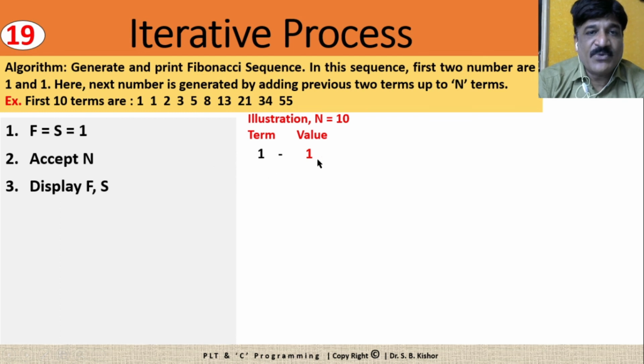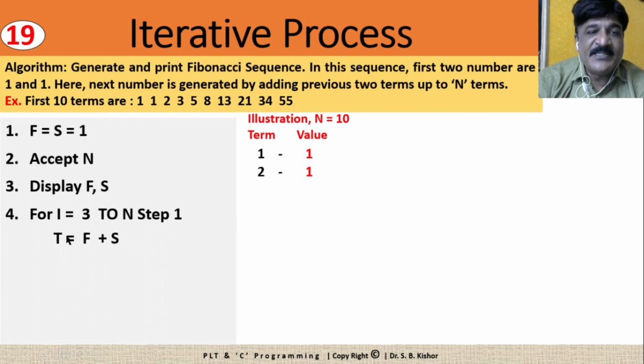So the first term is 1, and the second term also contains the value 1. Now you are going to print a third number. So that's why the loop starts with number 3 to n. Since you are going to generate a third number, the loop starts from number 3. So now what are you going to do? By addition of these two, the third number is equal to first plus second.